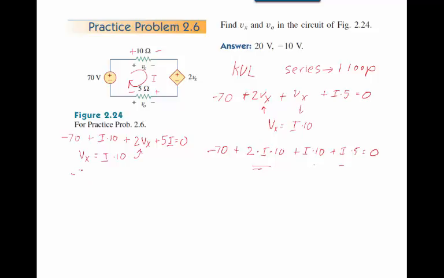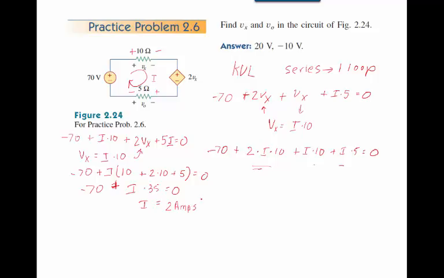And I substitute that into there. So then I have minus 70 plus I 10, plus 2 times 10. Is that right? Yeah, 2 times 10 times I. That's what that is. Plus 5 equals 0. So minus 70 plus I times 35 equals 0. And I come up with I equals 2 amps.